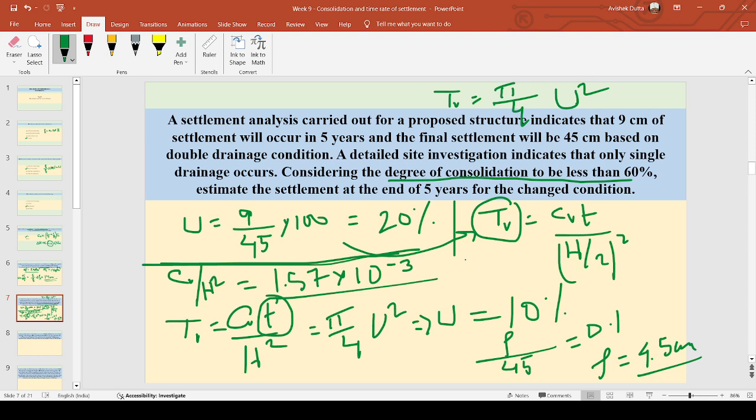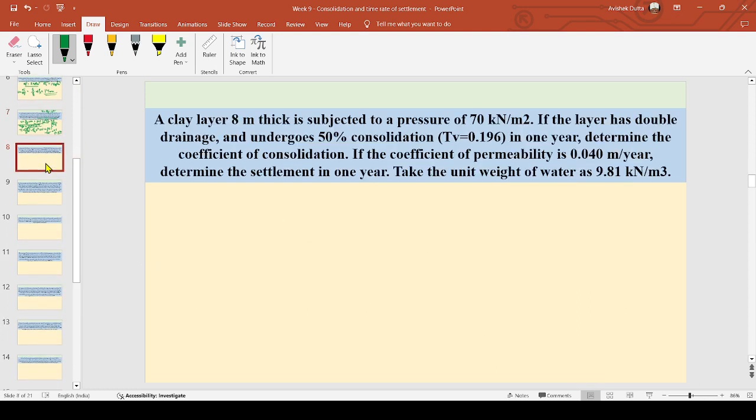Is it clear? Okay, I'll go to the next question. There are many sums to solve. Okay. Has anyone solved this question?